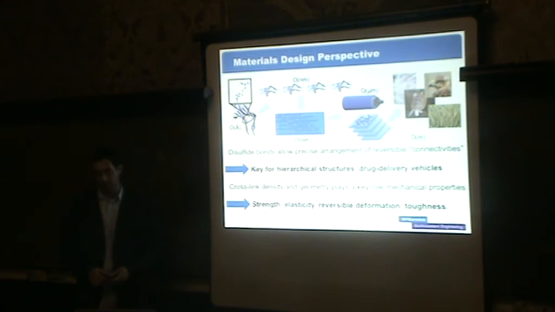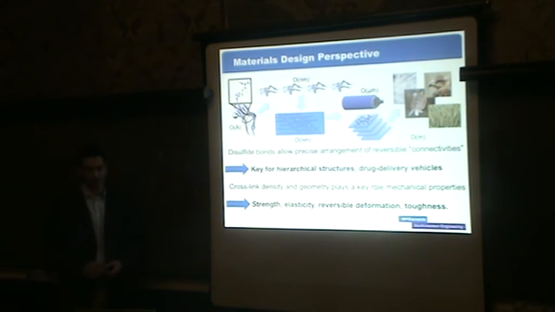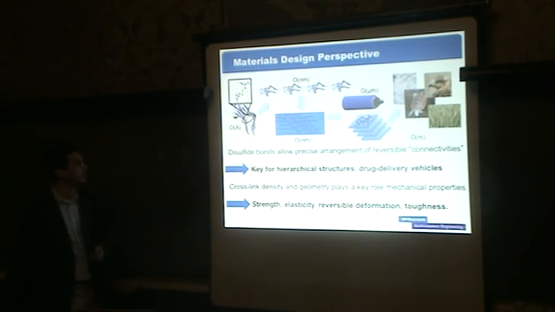So from a material design perspective, we're interested in this because we can probably make materials that are multifunctional. So they are responsive to their chemical environment. So by changing it from an oxidizing environment to a reducing environment, you can have reversible connectivities and change the shape of the material. And this is key for hierarchical structures and also drug delivery vehicles.